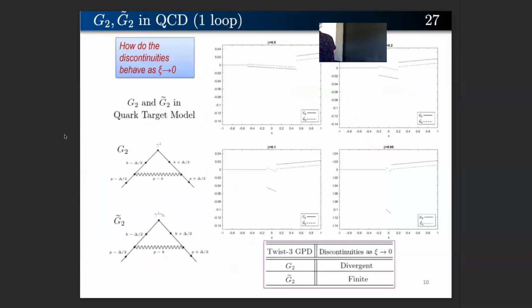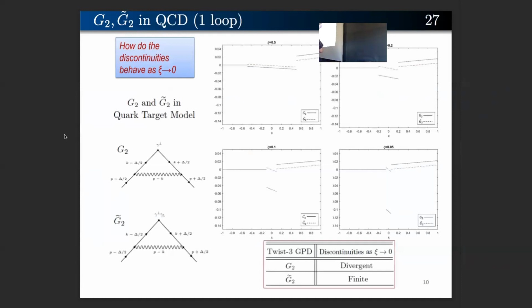And these are examples of calculations that my student Fatma did of G2 and G2 tilde. I didn't define G2 tilde. G2 is defined with a transverse vector current. I showed you that one. G2 tilde is defined with a transverse axial vector current. Actually, G2 tilde in the forward limit becomes what's called little g2, the one that appears in g transverse. Sorry, I did not invent this notation.